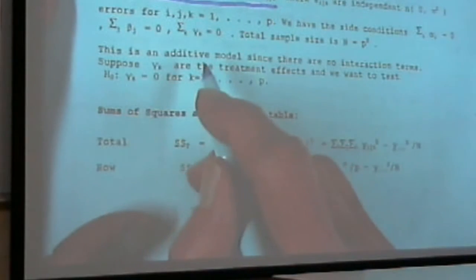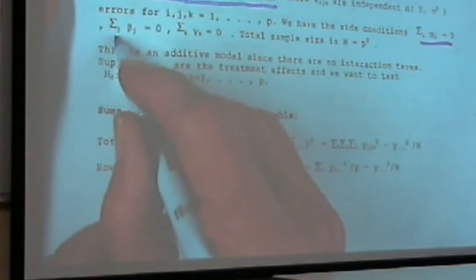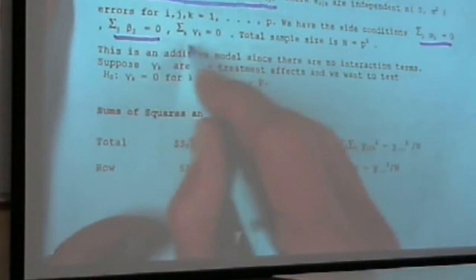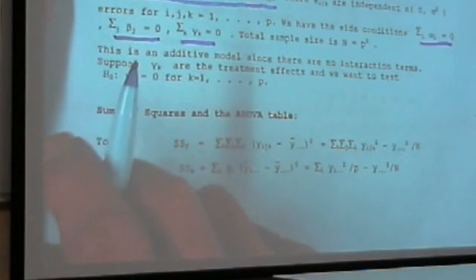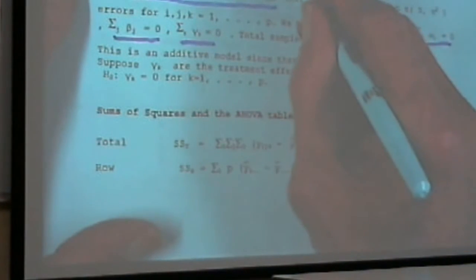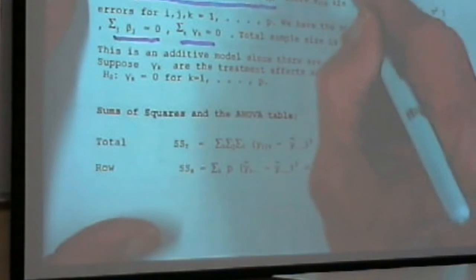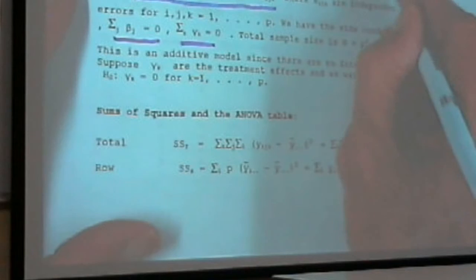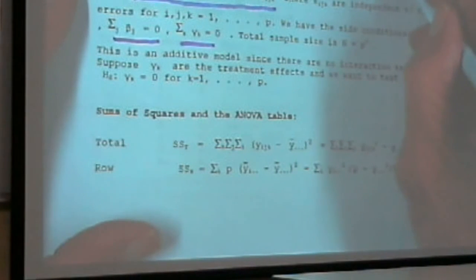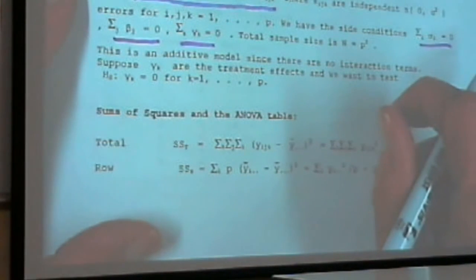In the way I'm writing this here, notice the side conditions. The sum of the alphas is 0. The sum of the betas is 0. The sum of the gammas is 0. And the way I'm writing this here is that it's like alpha i is a row effect. Beta j is a column effect. And then gamma k is the treatment effect parameter.